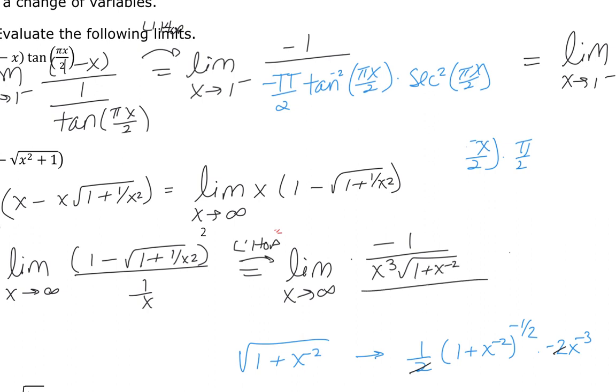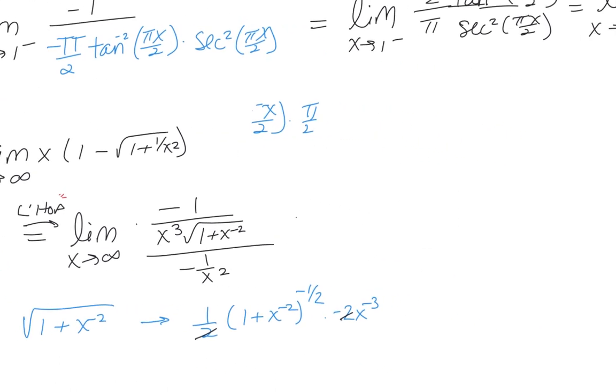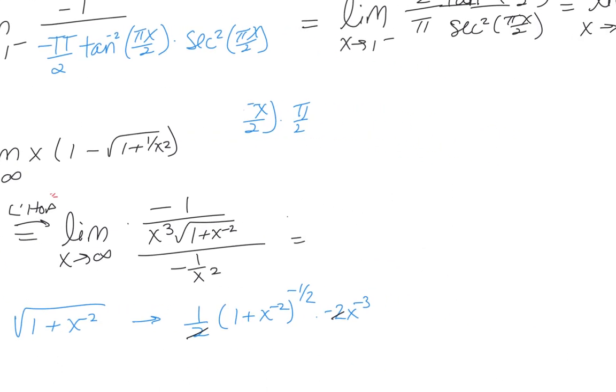And then in the denominator, this is just going to be negative 1 over x squared. So let's clean this up and see what happens. See if we are done, or if we have to do L'Hopital's again, or if we went down the wrong path, which I hope not.